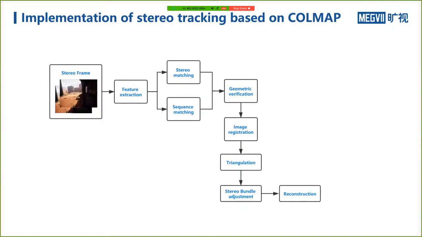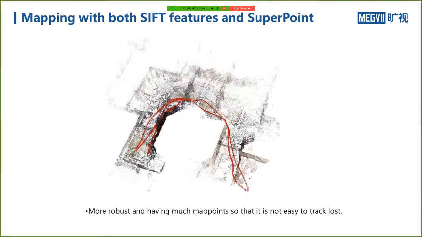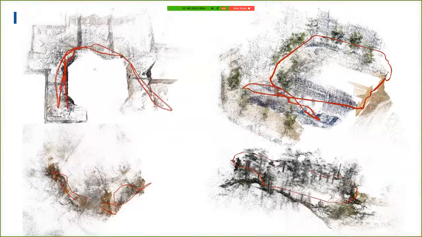This picture is the pipeline of our implementation of the stereo tracking method based on COLMAP. When a stereo frame comes in, we first do feature extraction and stereo matching between stereo frames, and sequence matching between nearby frames. When performing bundle adjustment, we only adjust the left camera pose of stereo frames, and we fix the extrinsics of the stereo cameras. Meanwhile, we use both SIFT features and SuperPoint features for mapping. The result shows that it becomes more robust and has many more map points, so it is not easy to lose track. So here are some results on the test case of the stereo track.